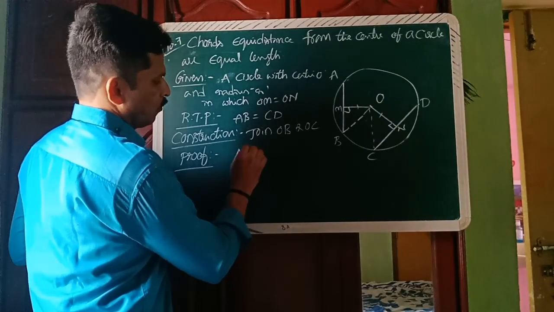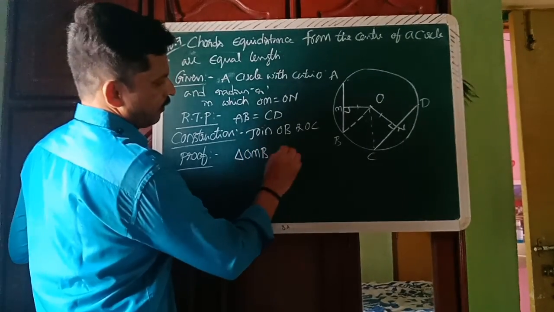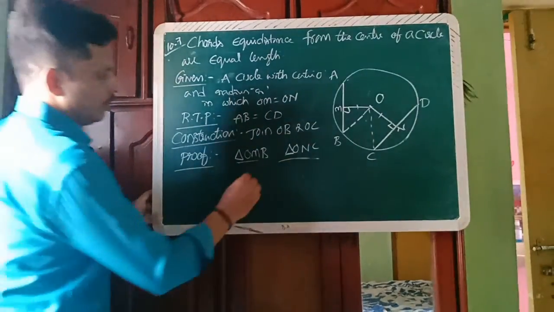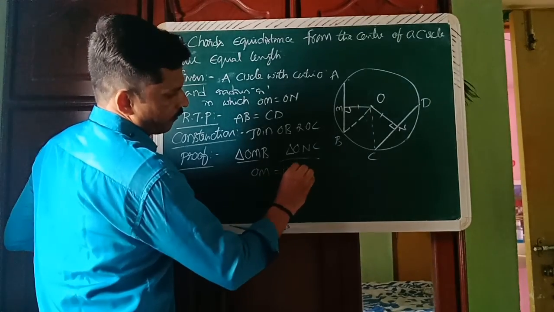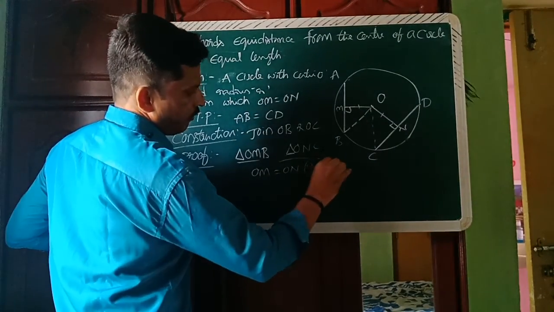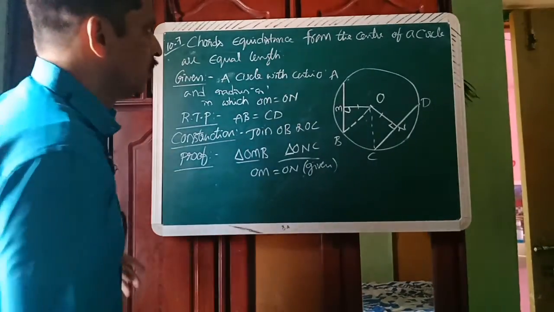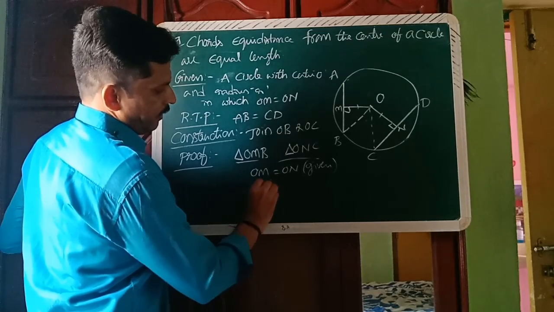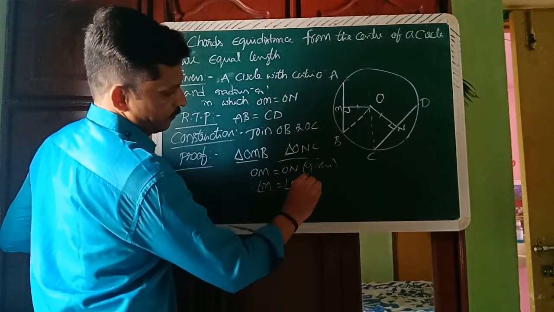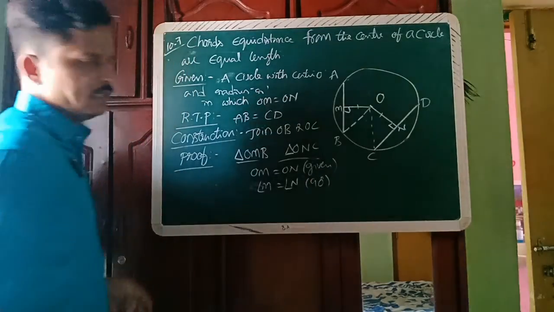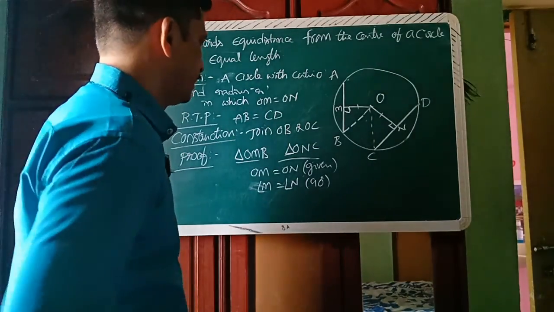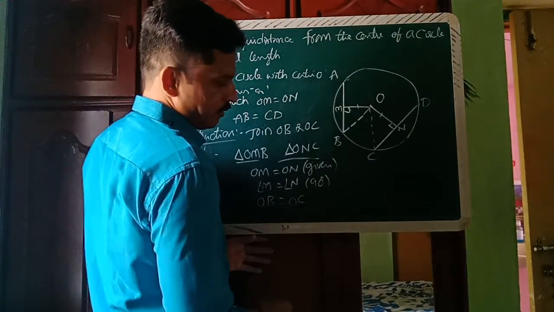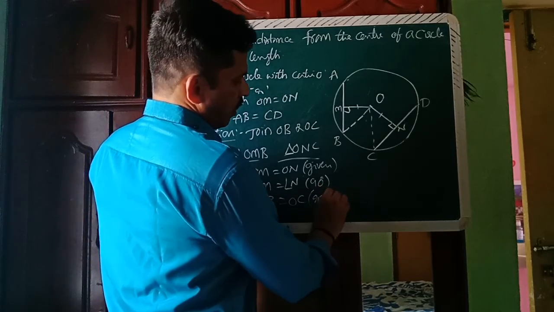Take triangle OMB and triangle ONC. Compare now these two triangles. OM is equal to ON, already given as a side. Next, angle M is equal to angle N, 90 degrees each, right angles. OB is equal to OC, as these two are radii.